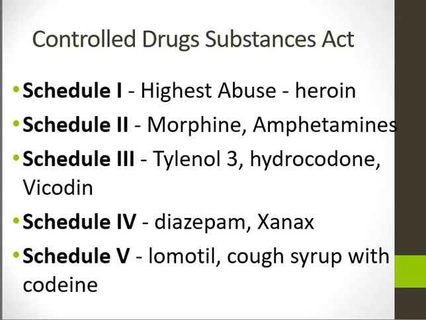Schedule 3, we have Tylenol 3, which is Tylenol with codeine, hydrocodone, Vicodin. So some of these drugs actually used to be in Schedule 4, but they were moved up to 3 because with the heroin opioid crisis, these drugs have been shown to be, again, highly addictive, with high potential for abuse. So the DEA monitors prescribers that are writing these controlled drugs.